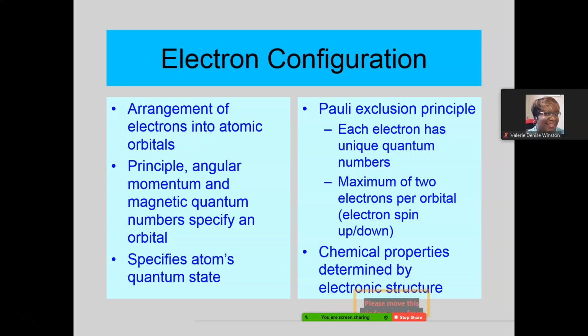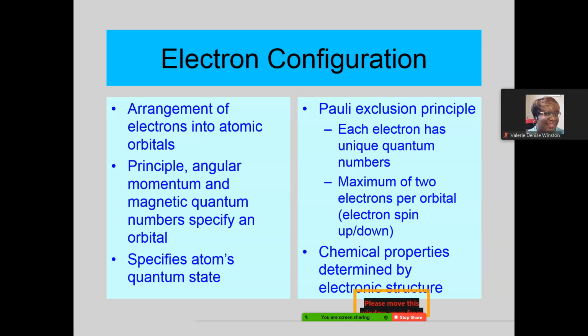Okay, now each one of those we said can have 2 electrons in it, one spin up, one spin down. So you have the principal quantum number, angular momentum quantum number. Now the magnetic quantum number specifies an orbital. Now again, we've just sort of hinted around that magnetic quantum number. We never have been very specific on that. Okay, that specifies the atom's quantum state, the basic energy level of the atom.